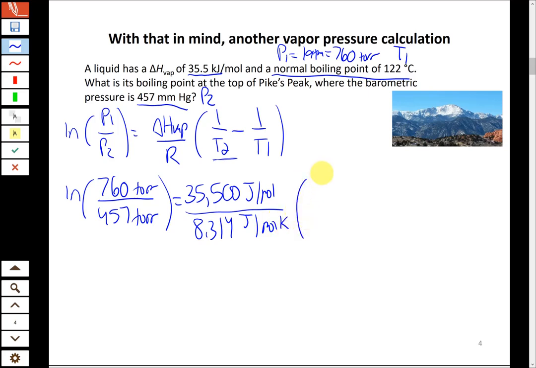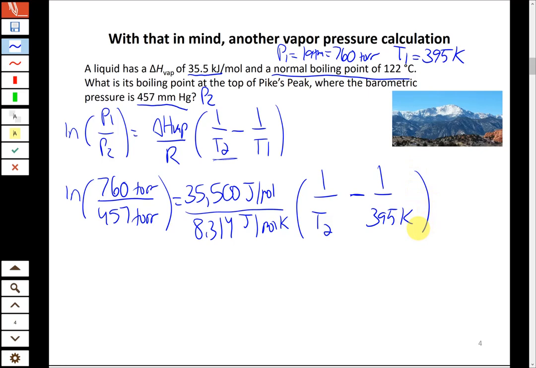And then we're going to be solving for T2. And T1 is the temperature associated with the vapor pressure being 760. That's going to be the normal boiling point of the substance, which is 122 Celsius, which is 395 Kelvin when we convert to Kelvin. So in these equations that involve absolute temperature, we do have to make sure everything is in Kelvin for this to work.